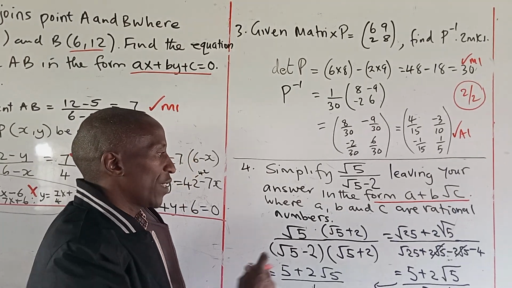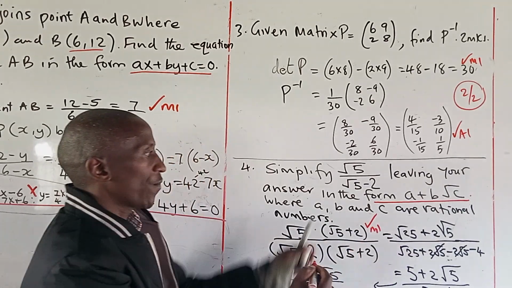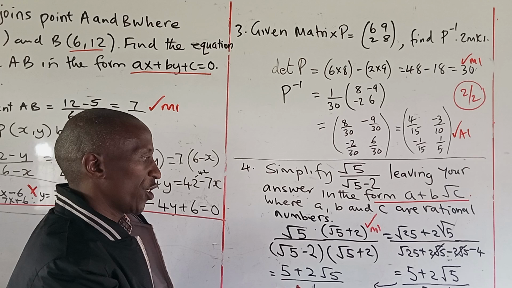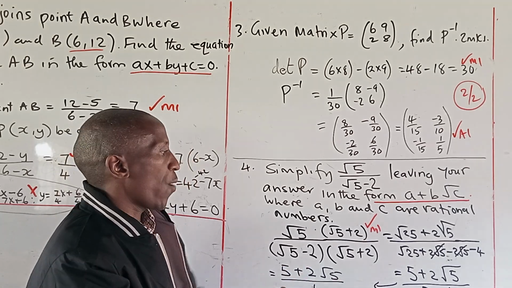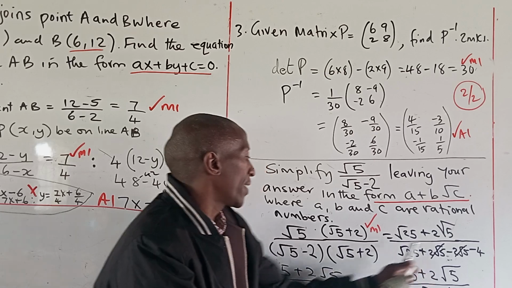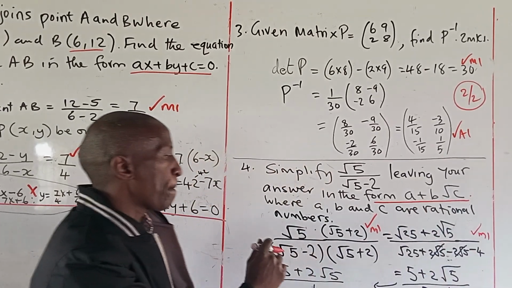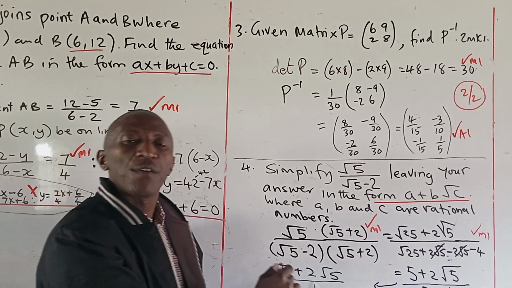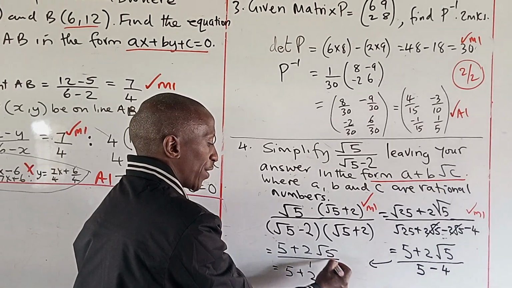Now, let's look at the marking for this. When you multiply by the conjugate, you get an M1 out of the 3 marks in this kind of a short question. When we are able to work out this portion and open up the brackets, you get the second M1, and they should be visible. And then we wait for the final answer. The final answer should not be at this point.